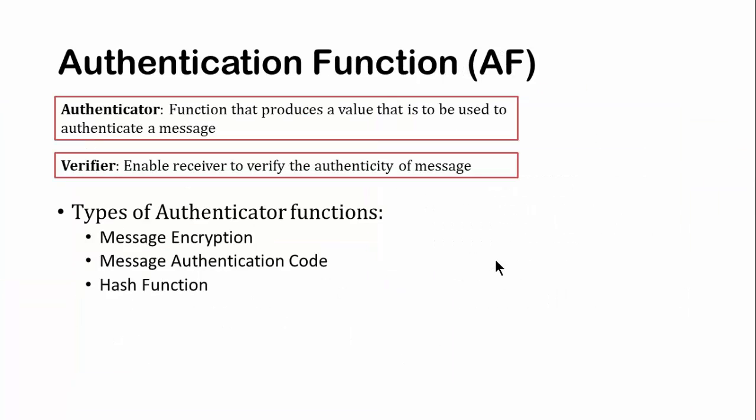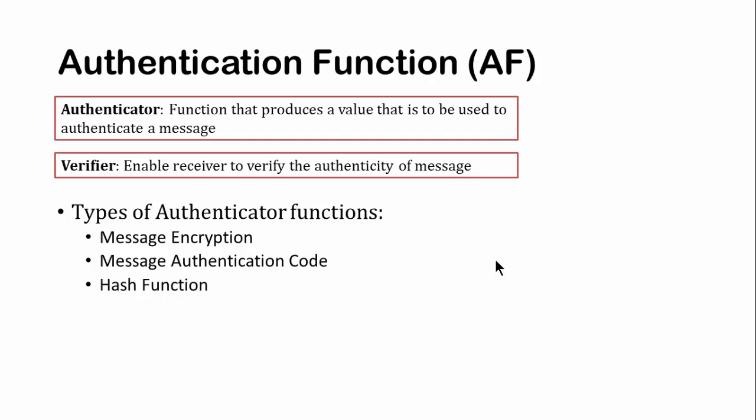The authentication function basically consists of two things, the authenticator and the verifier, and we had seen this in the digital signature as well, where the receiver is basically the verifier with the verifying algorithm. The authenticator is a function that produces a value that is to be used to authenticate the message. That means there will be a function providing a code which will be appended to the message, like we used to append the signature with the digital signature.